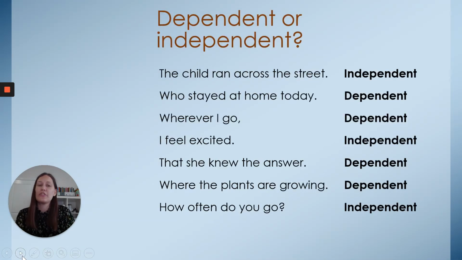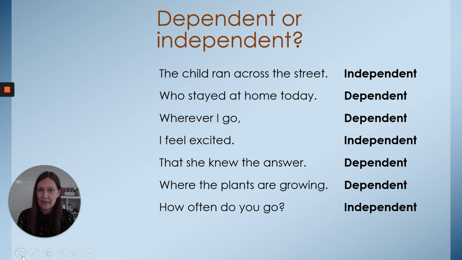So the child ran across the street is an independent clause. It makes sense on its own. Who stayed at home today? Dependent. We don't know what that relates to. We need some more information. Wherever I go, dependent. Wherever I go, something happens. We'd find out what that was in the independent clause. I feel excited. It's a short sentence, but it's actually independent. It makes sense all by itself.